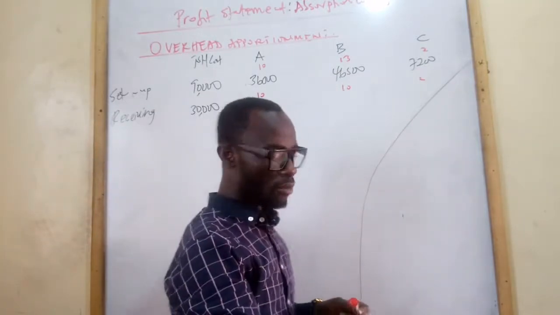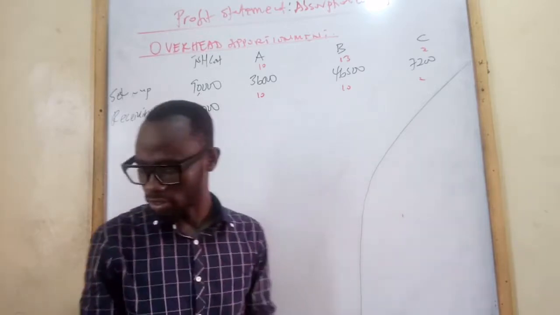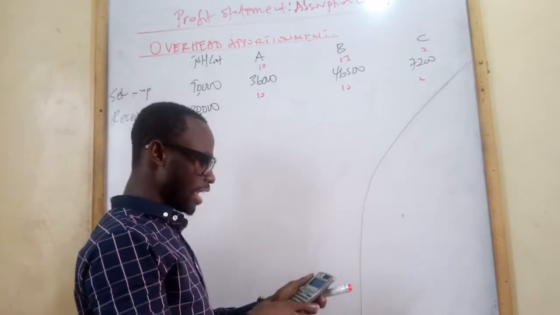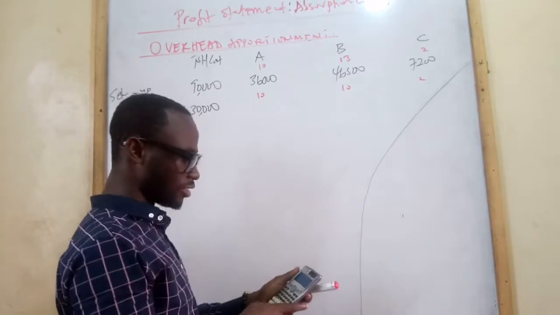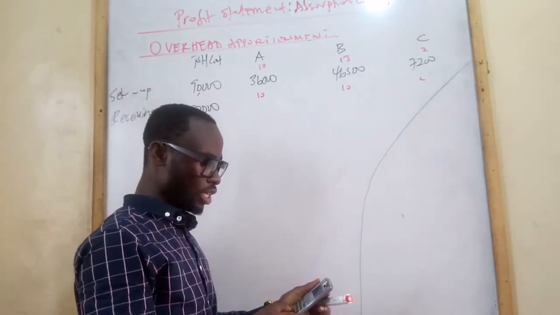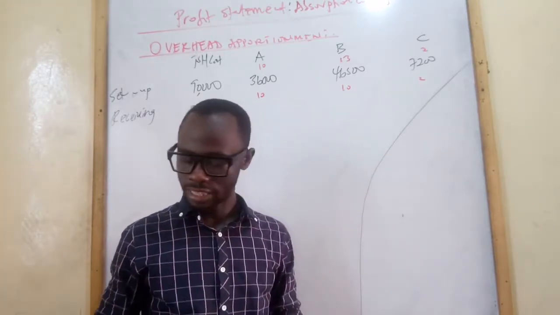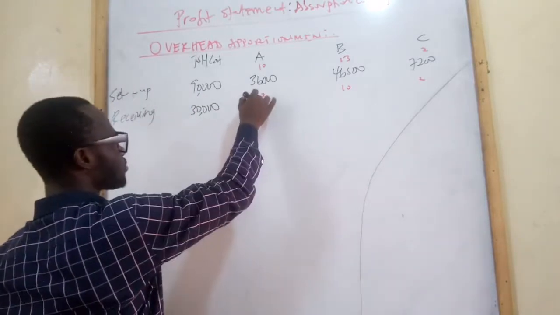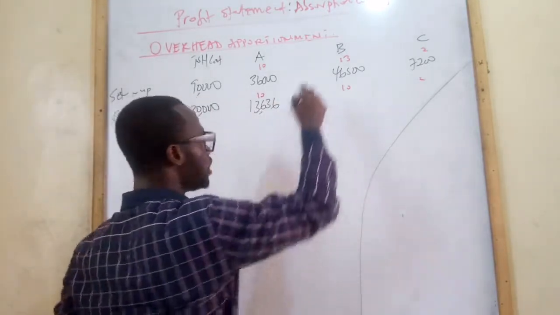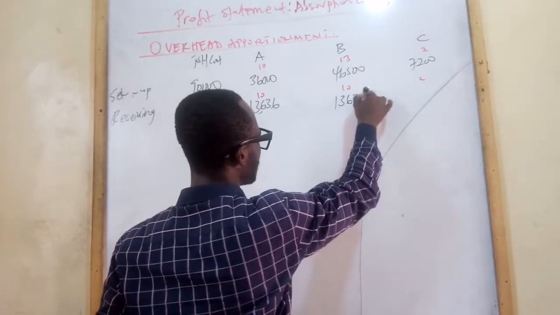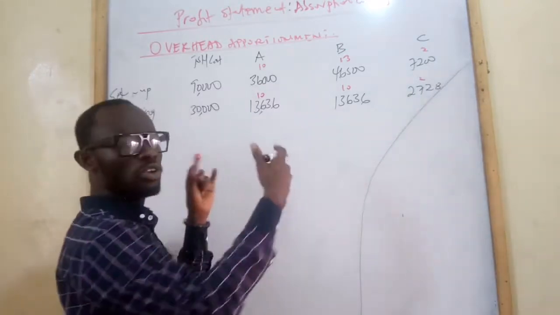So if it is 22 and we are sharing 30,000, how do we go about sharing 30,000? That is going to be 10 divided by 22 times 30,000, right? And that is going to be 13,636 for A. Then B is going to be the same thing, 13,636, and then C is going to be 2,728. Are you following the order?